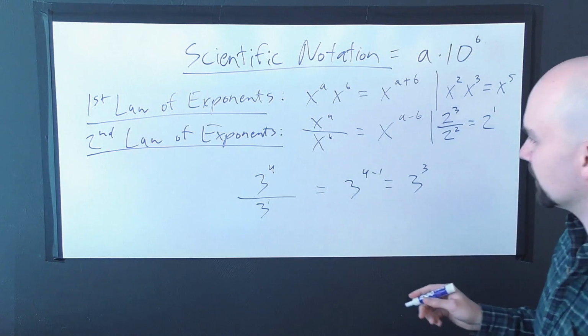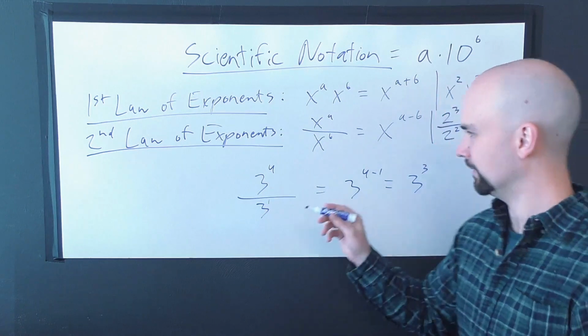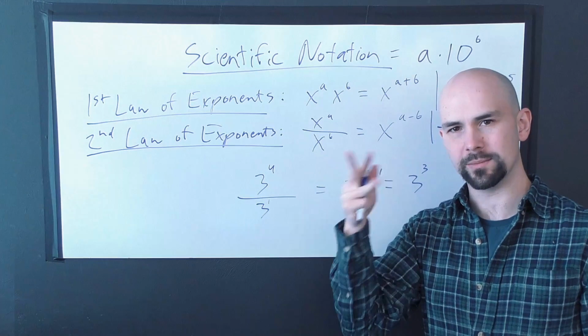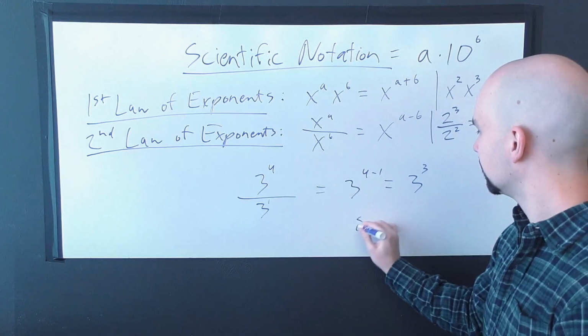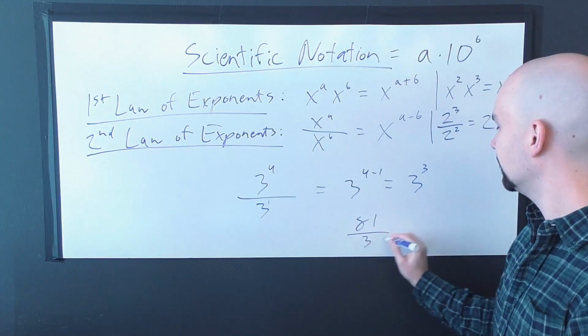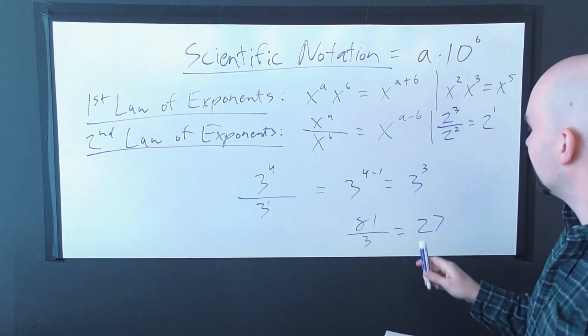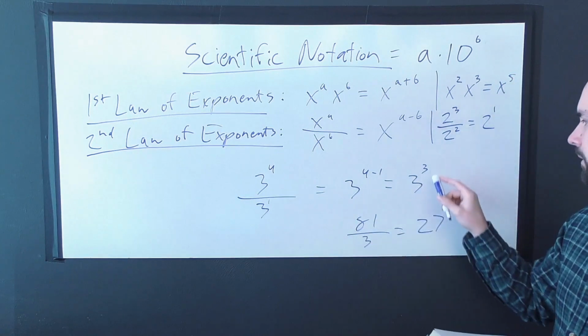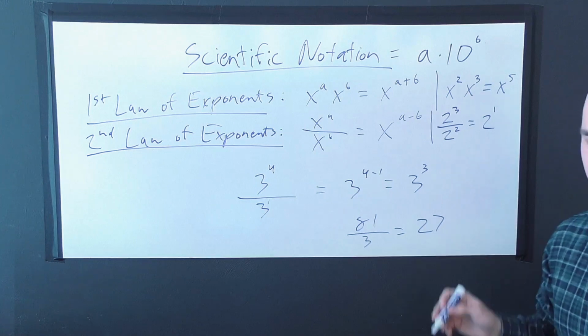And I could figure this out mathematically too, because what's 3 to the power of 4? 3 times 3 times 3 times 3, that's 81. And if I divide that by 3, I get 27. And 27 happens to be 3 cubed. 3 times 3 times 3 is 27. So yeah, it checks out.